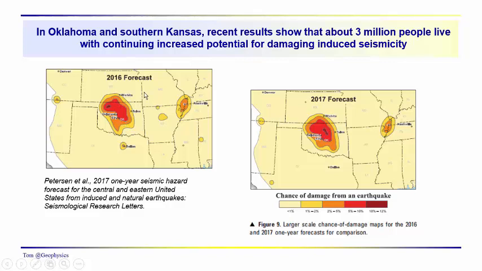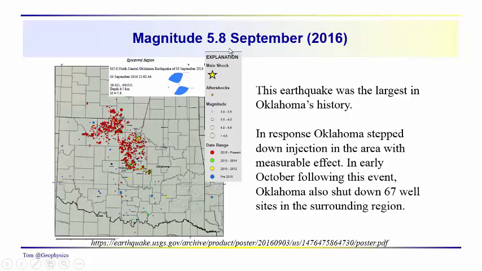This is just a comparison of the U.S. Geological Survey forecast from 2016 to 2017, and the chance of damage from an earthquake at 10 to 12%, 5 to 10%, and so on. Really, in my mind, there hasn't been too much change between 2016 and 2017, although several wells were shut in late 2016 in response to the September 2016 magnitude 5.8 earthquake.